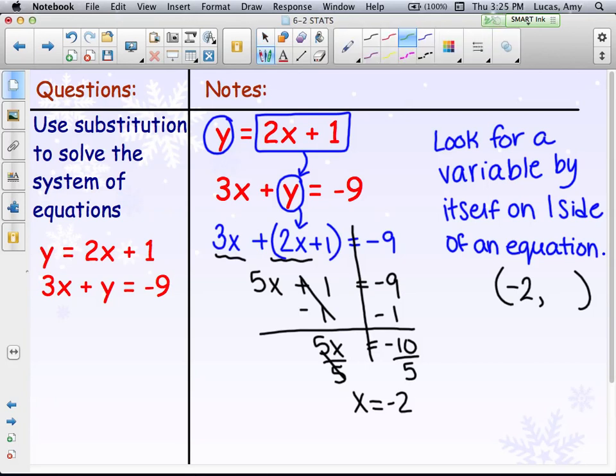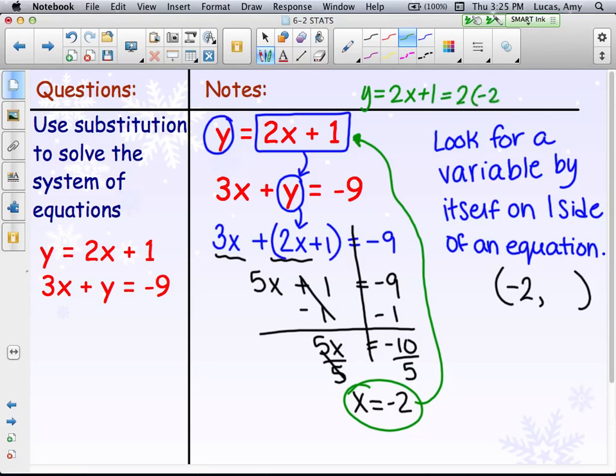Now to get to the other half, I am going to plug this in. I know that x is negative 2, so if I go all the way back up to the top, it said y equals 2x plus 1. Now I can put in negative 2 for x. 2 times negative 2 is negative 4, plus 1 is negative 3. So my y coordinate is negative 3.